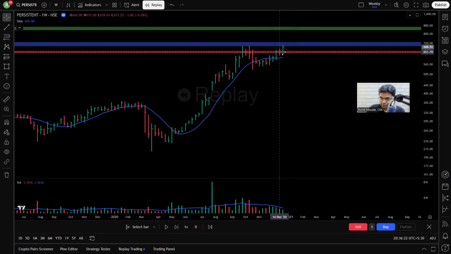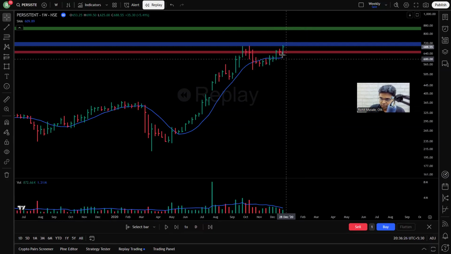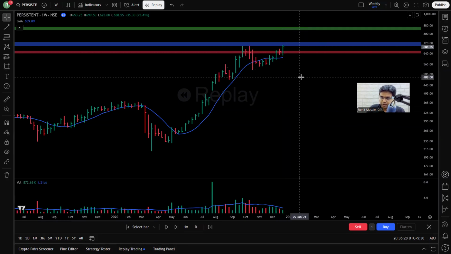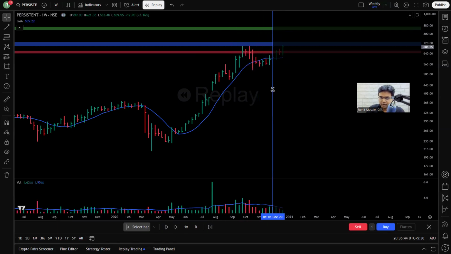Now, I don't know how the Tuesday played out because it breached the stop loss range. But I'm assuming that it first breached the stop loss range and then it went up. Okay, I'm just assuming that. I have not checked the daily chart. You can check it later. But I'm assuming it first breached. Let me go back to this.